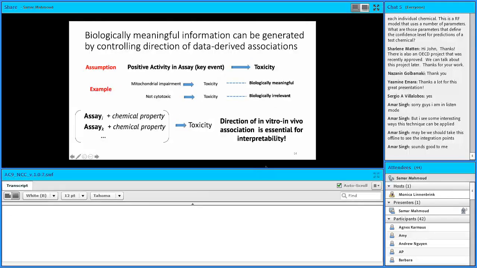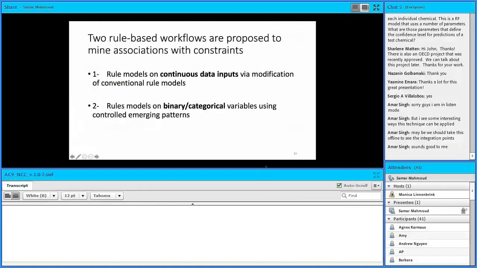And the way to do so is by applying constraints on the algorithm, or in the search algorithm, so that we would only generate or extract biologically meaningful associations. And that would eventually improve the interpretability of the patterns that we observe in data. The way we did so, we proposed two workflows or two ways to apply constraints on rules. One is based on continuous data where we apply rule modification, and the other is based on using categorical or binary data by using constrained emerging patterns, and we will explore this a bit further.